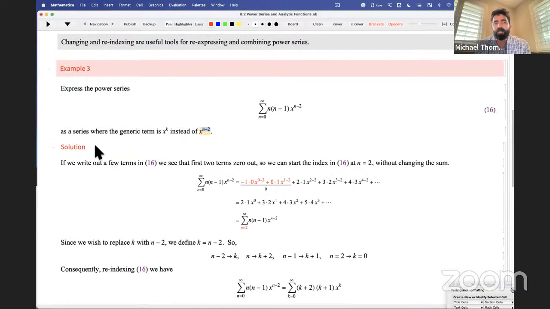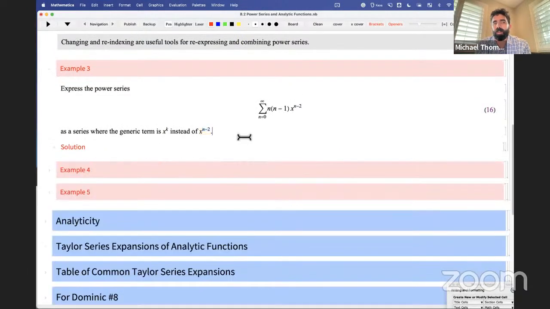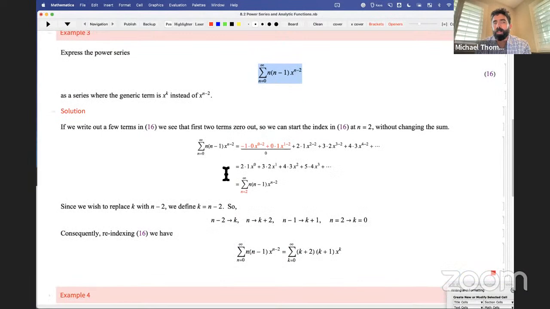Oh, I forgot something. What happens if you plug in n equals 0? What's the first term in the series? 0. Yeah, and what's the next term when n equals 1? Also 0, right? So is it okay if we just start the series off at 2? Shouldn't that be the same thing? You don't need the first two terms, right? And this is usually what we do with series. We usually start them off so that the first term is non-zero.